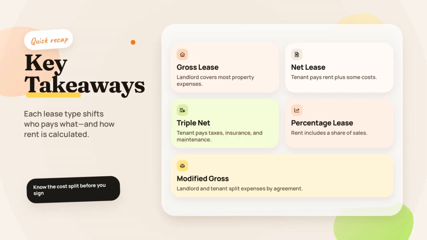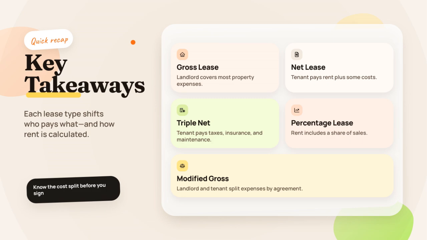Let's do a quick recap of the different lease types and how they affect who pays what. First, with a gross lease, the landlord covers most of the property expenses, so the tenant generally just pays a fixed rent. Then, in a net lease, the tenant pays rent plus some property costs, like utilities or maintenance. Moving on to a triple net lease, here the tenant is responsible for property taxes, insurance, and maintenance in addition to rent. A percentage lease is a bit different.